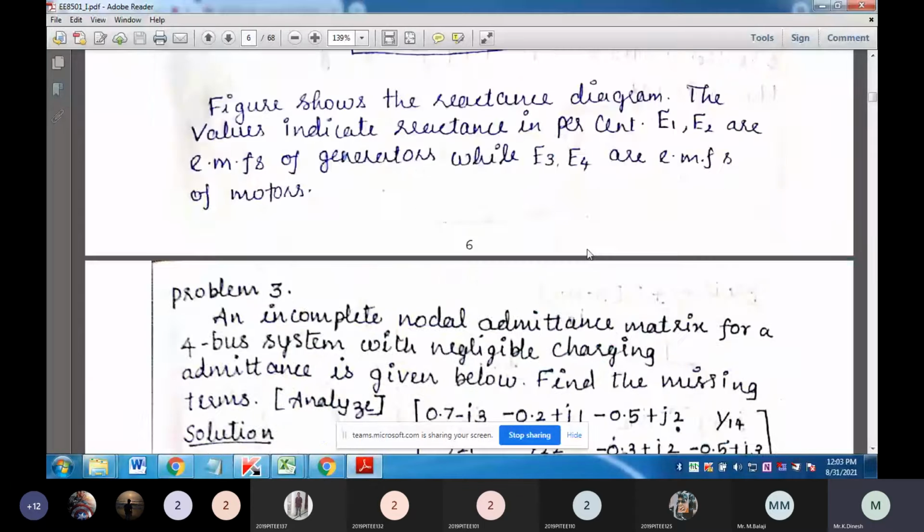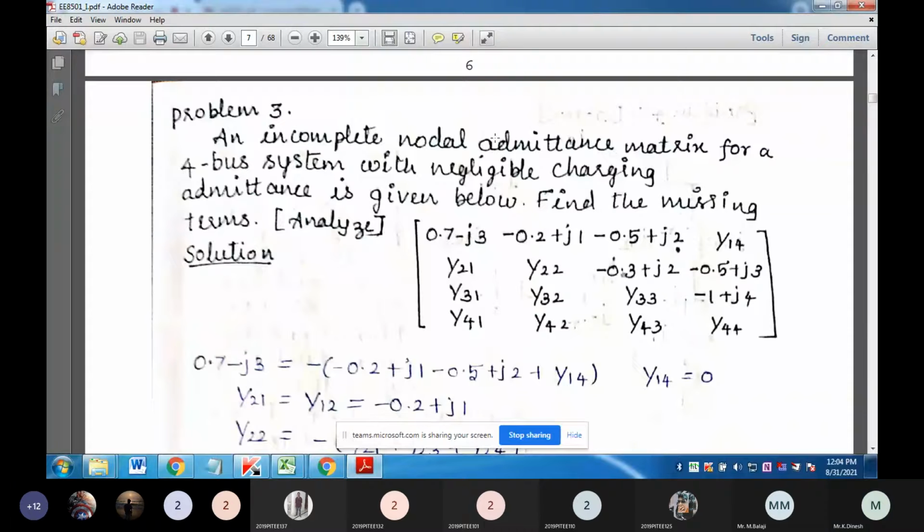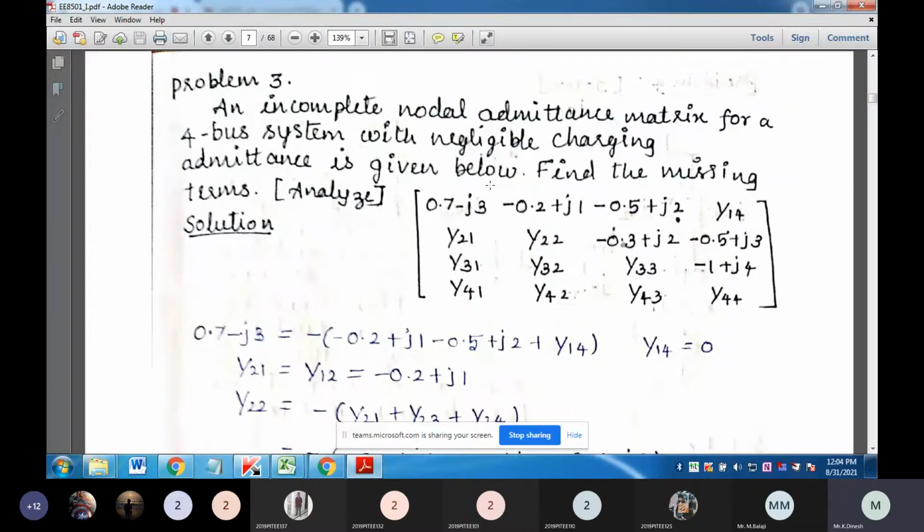So problem number 3 corresponds to your Y bus. This is the interesting case. An incomplete nodal admittance matrix for a 4-bus system with a negligible charging admittance is given below. Find the missing terms. In your previous cases, in some cases the network is given and you have to find the matrix. In some cases, the matrix is given and you have to form the Y bus. But in this case, the Y bus is given. You have to find out the missing terms.